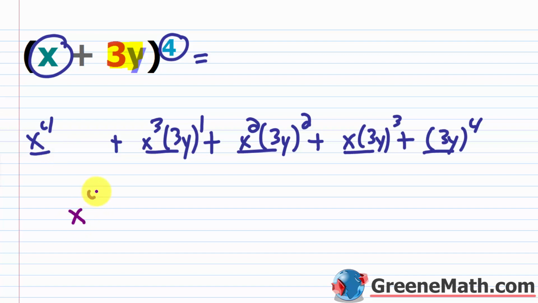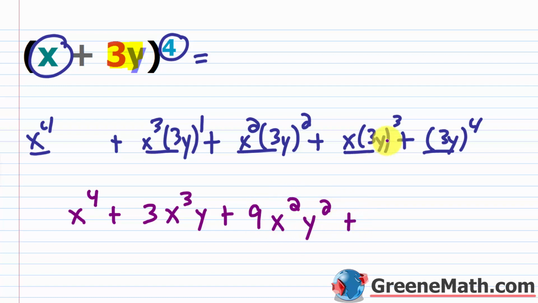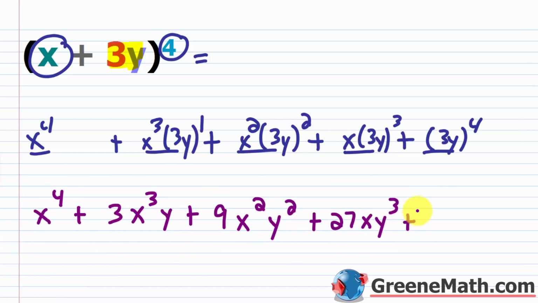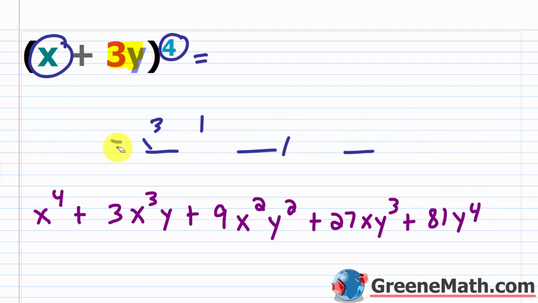So far we have x to the 4th plus 3 times x cubed y, and then plus 3 squared is 9, so this would be 9x squared y squared. And then plus 3 cubed is 27. So that would be 27xy cubed. And let me slide this down because we're going to run out of room. And then plus we would have 3 to the 4th power, which is 81, and then y to the 4th power. Okay, let me just erase this. We're just going to keep adding to this.